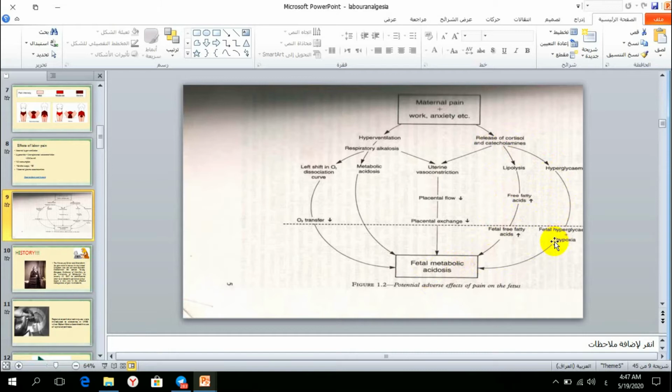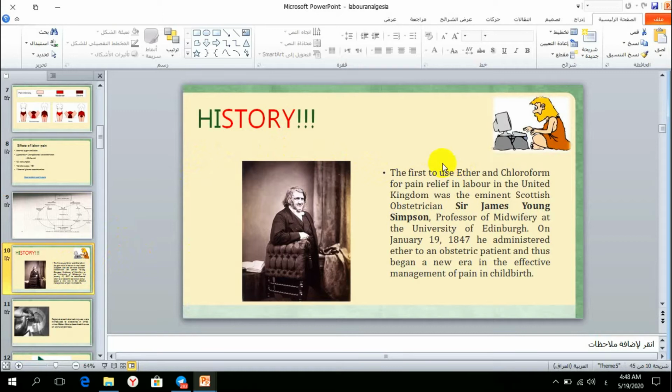شوفوا هنا الماتيرنال بين work anxiety etc. ايش راح يسوي لنا؟ يسوي لنا هايبر فنتيليشن ويسوي لنا ريليز اوف شنو كورتيزول اند كاتيكول امينز. بالنتيجة ايش يسوي لنا؟ يوتراين فيزو كونستركشن، ميتابوليك اسيدوسيس، ليفت شيفت ان اوكسجين ديسوشيشن كيرف. هنا راح يسوي لنا ليبولايسيس اند هايبر جلايسيميا.